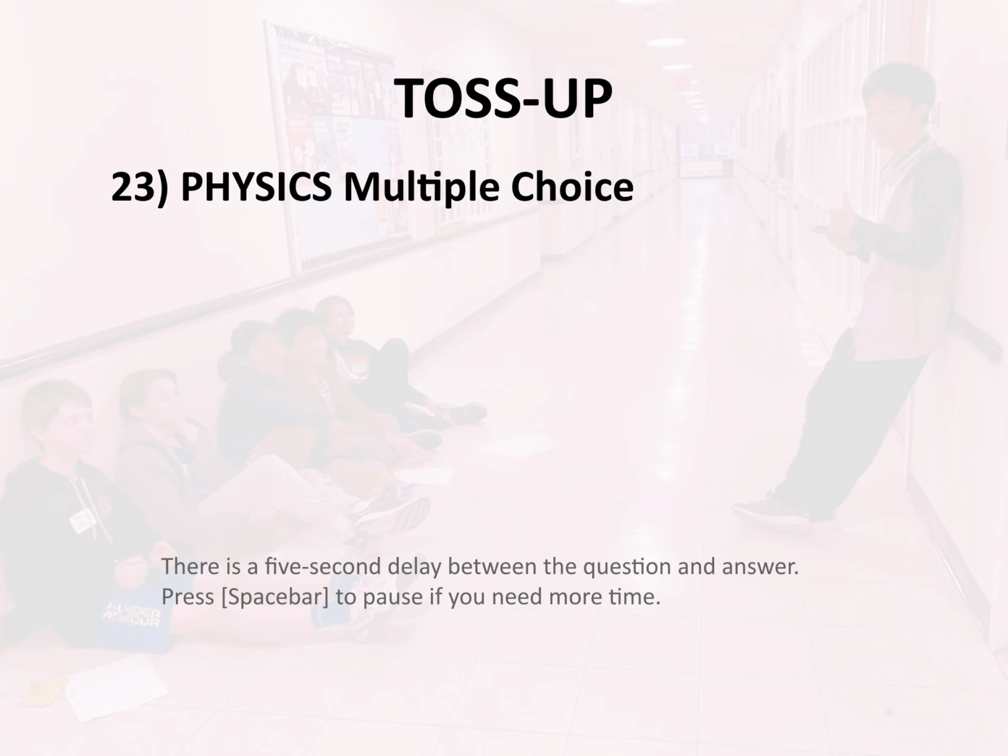Toss-up 23. Physics. Multiple choice. A gold leaf electroscope is negatively charged by touching it with a negatively charged conductor. You then bring a positively charged glass rod close to, but not touching, the top of the electroscope. Which of the following occurs? W. The leaves do not move. X. The leaves spread further apart. Y. The leaves get closer together. Z. The leaves first spread further apart, then move closer together.